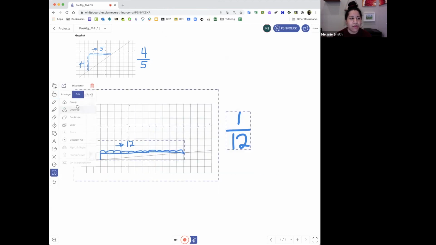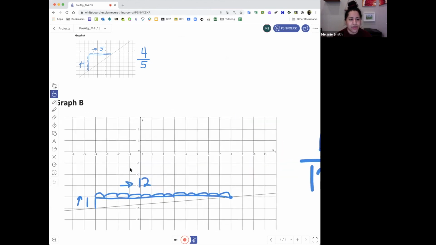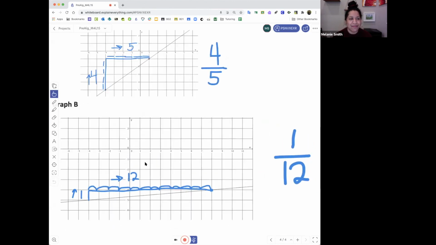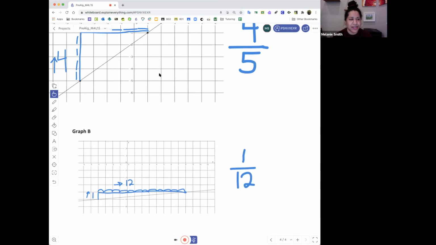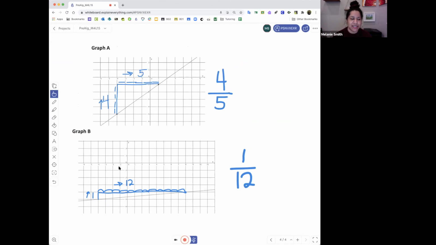When I'm thinking about which of these 2 lines is steeper, it's kind of obvious just looking at it. If I think about 2 hills, which hill is going to be harder to walk up? Probably going to be graph A, because it looks like it's at a steeper incline than graph B. But I have these fractions to know for certain. And 4/5 is greater than 1/12, right? And so since this is the greater fraction, this has the greater slope. This is the steeper line.